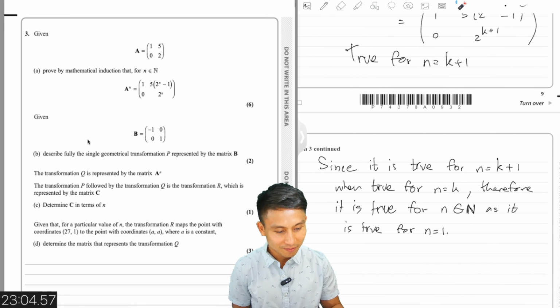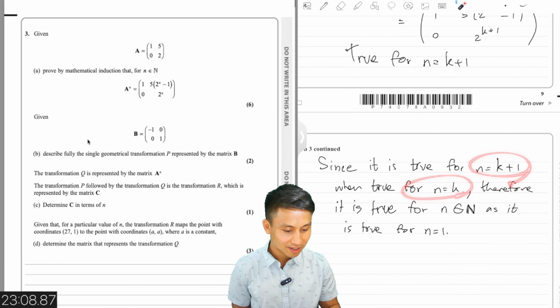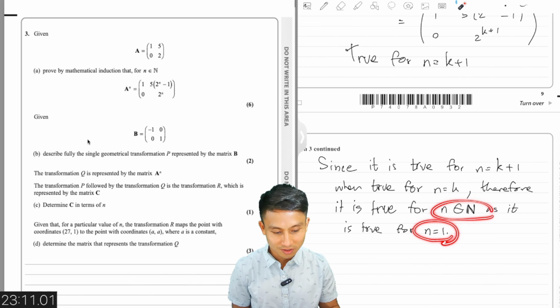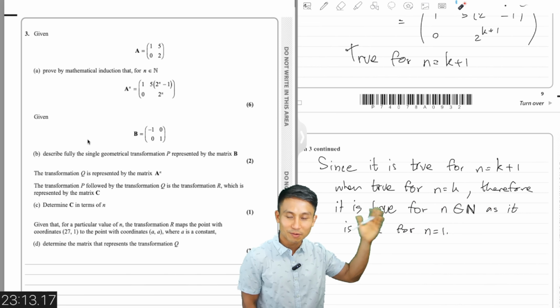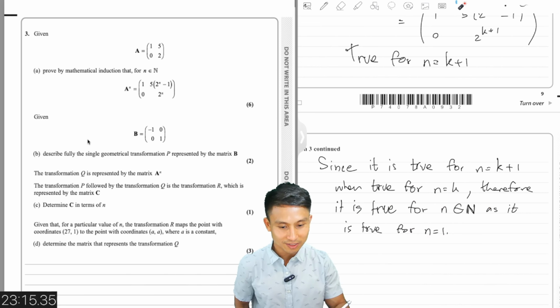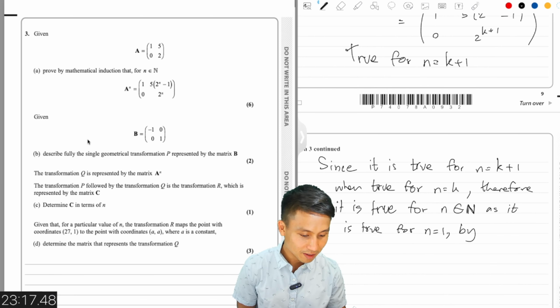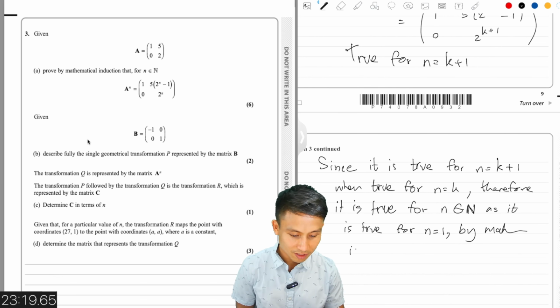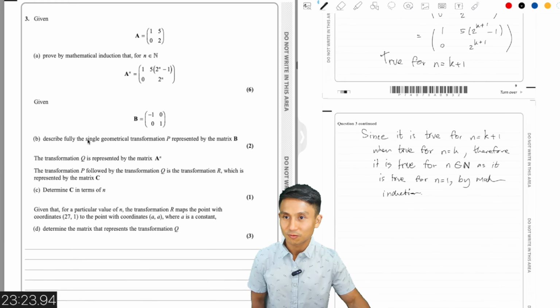This is the when true for this and true for this. So if it's true for this, it's going to also be true for any other number that you can add on by 1. So that's what we can write by mathematical induction. There you go. Okay, so that's it for part A.